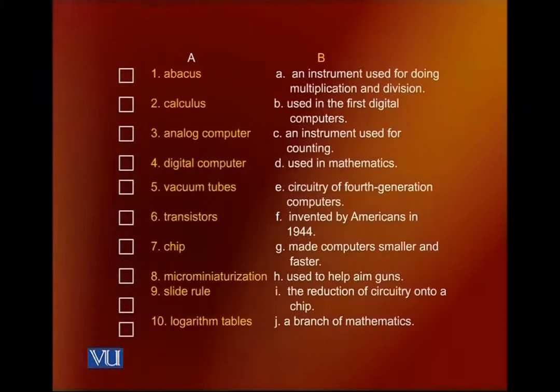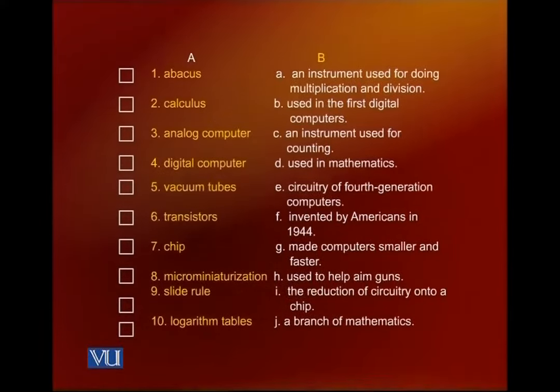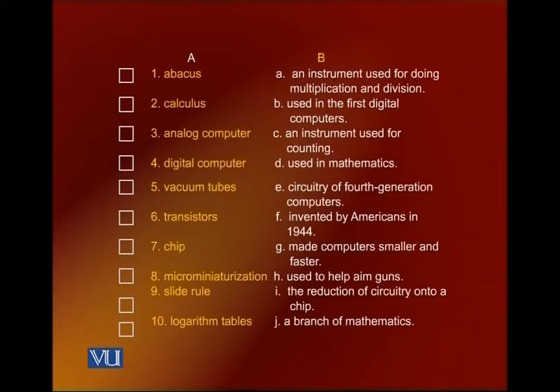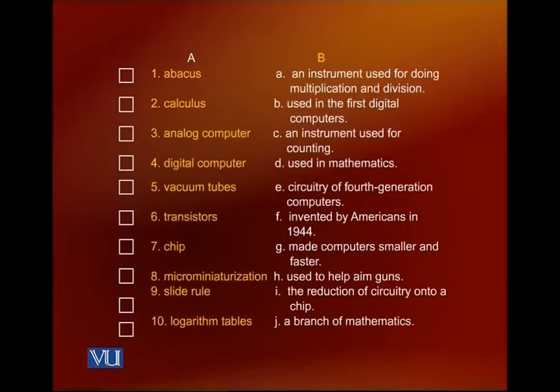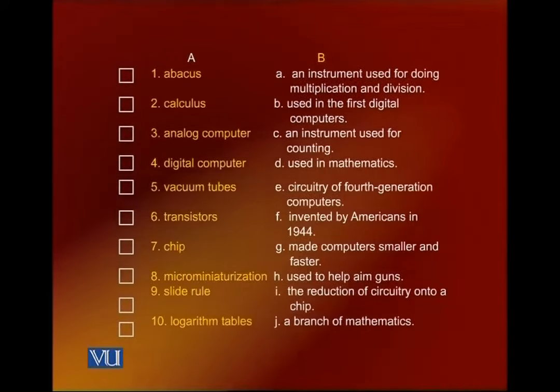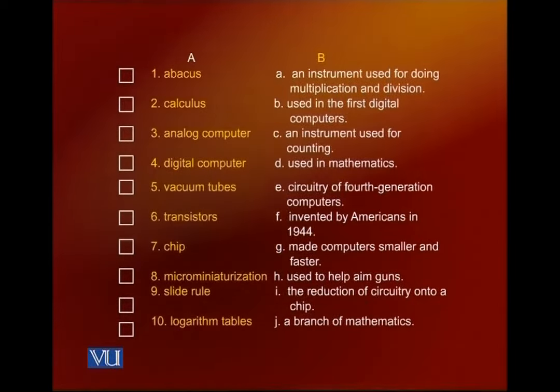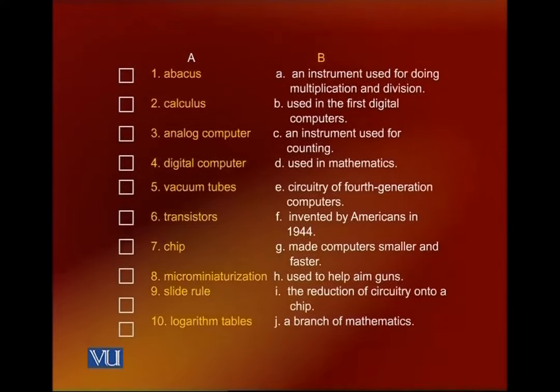You've done J, done the other one. So it has to be G. Transistors made computers smaller and faster. It was with the help of transistors that computers became smaller and faster.